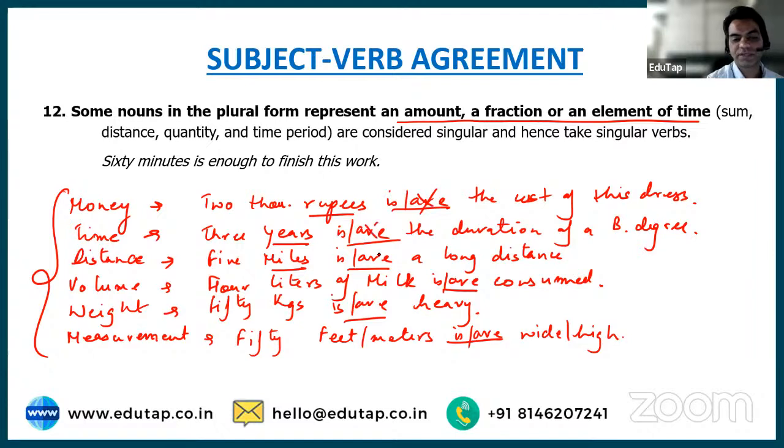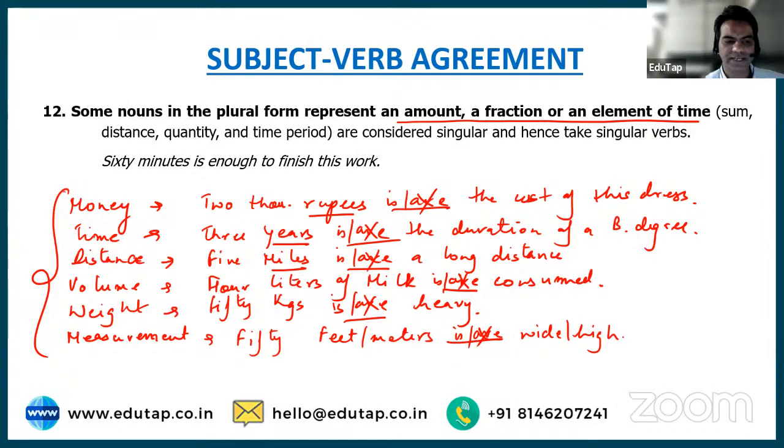Always remember, if a number represents one amount of money, time, distance, volume, weight, or any sort of measurement, the verb is always kept singular. So that means an amount of money. For example, 60,000 rupees was my salary, not were my salary, when I joined this post. A fraction of time, for example, 60 seconds is the duration, or 20 minutes is the duration of this section, not are the duration of this section.